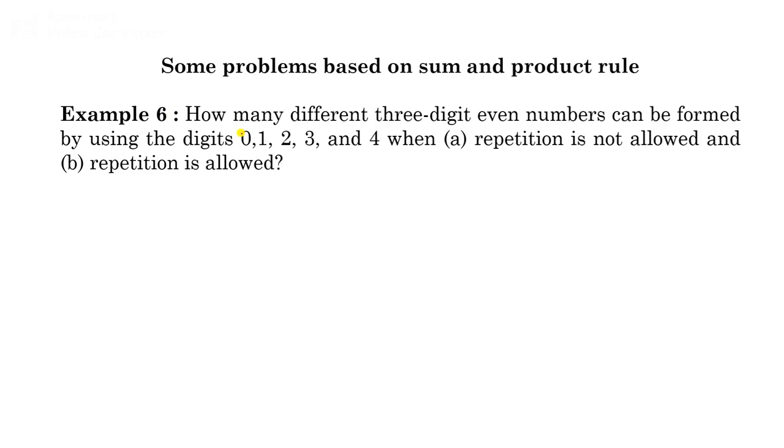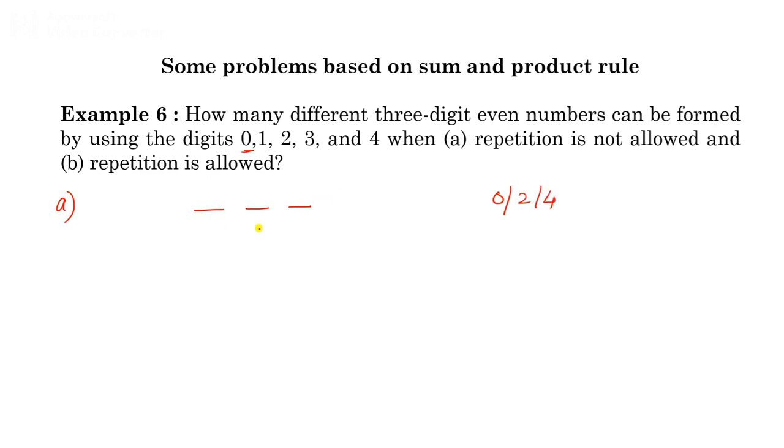Now look at this problem. Here again we have to find 3-digit even numbers, but here I have included 0 also: 0, 1, 2, 3 and 4. The 2 cases are the same: repetition is not allowed, repetition is allowed. So we'll start with the first case, when repetition is not allowed. For the last place we have basically 3 choices. You can fill it with 0, 2 or 4.